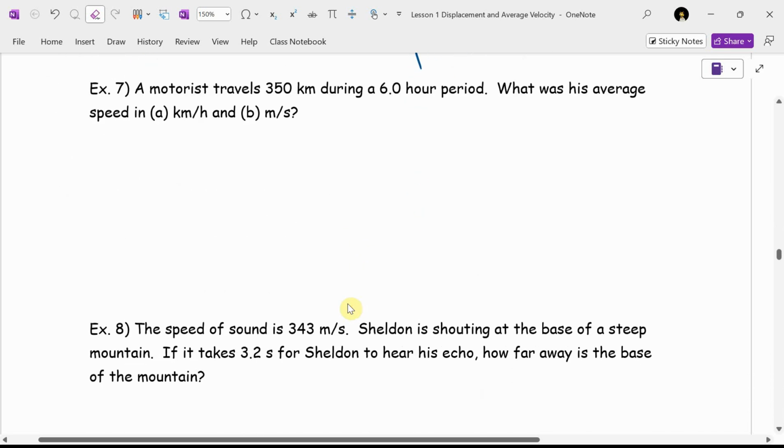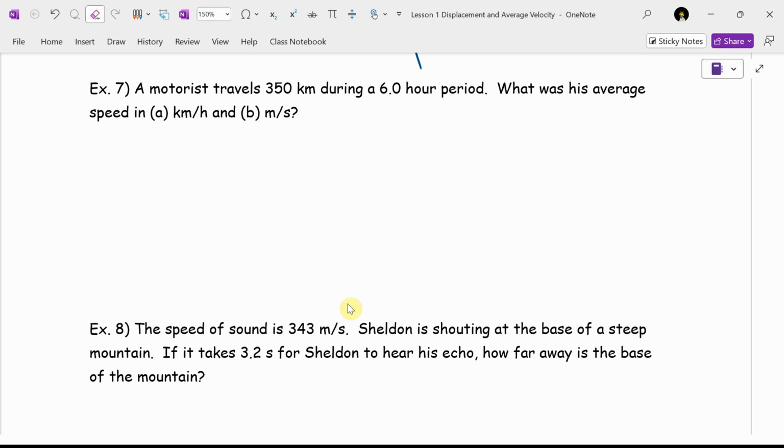Example 7, a motorist travels 350 kilometers during a 6-hour period. What was his average speed in kilometers per hour and meters per second? This is technically, I guess, our first physics word problem. They're not as scary as the math ones. This is how I always tackle them.